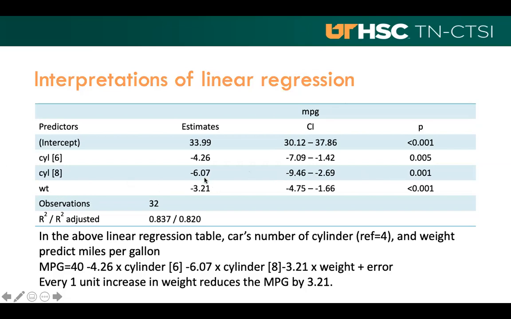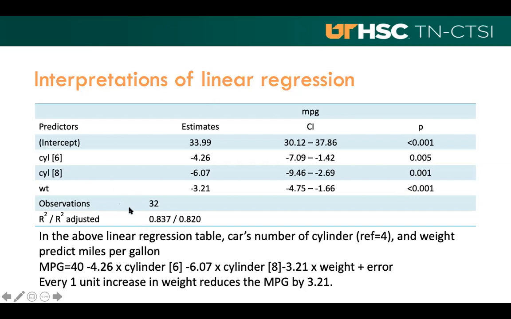And the weight of the car is also inversely associated with miles per gallon. So as the weight of the car increases by 1 unit, the miles per gallon of the car decreases by 3.21. This is again statistically significant at an alpha level of 0.05 because the p-value is less than 0.05.